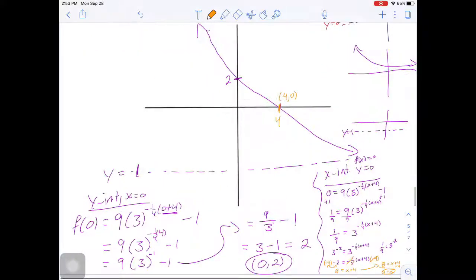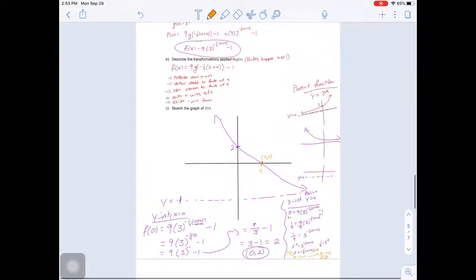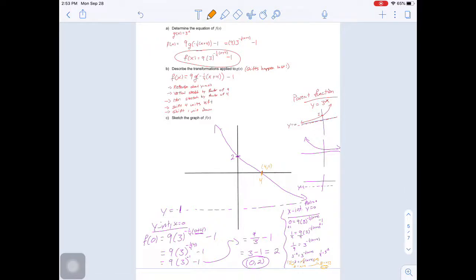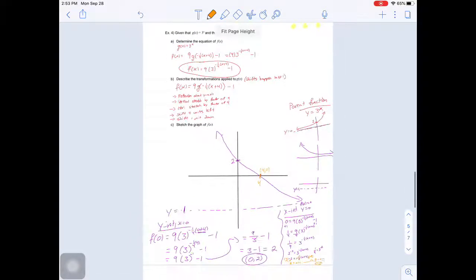Okay, so there's my general looking graph for this kind of harder looking equation. Remember, we used our parent function. We were easily able to find where our horizontal asymptote is. We had a general idea of maybe where our x and y intercepts could be, and then we solved for those things.